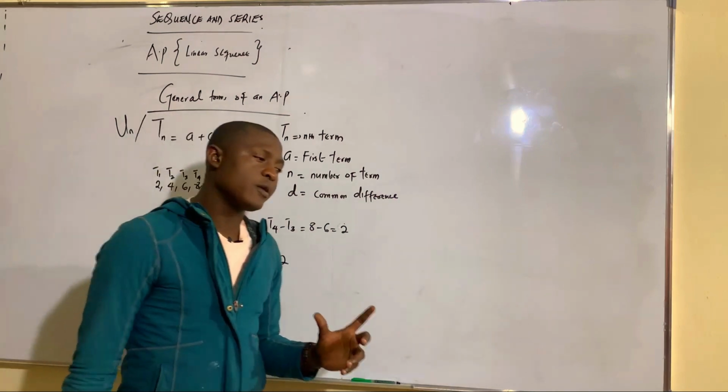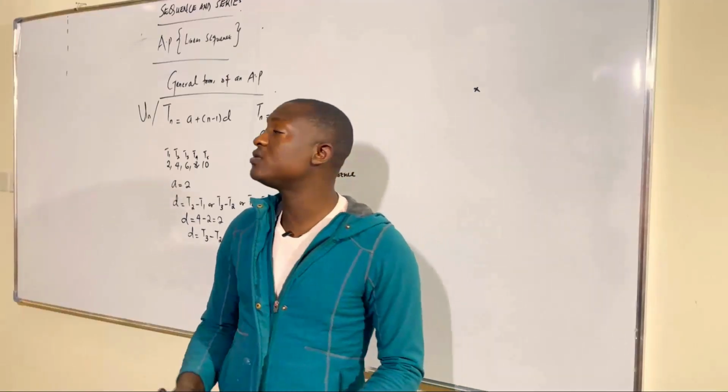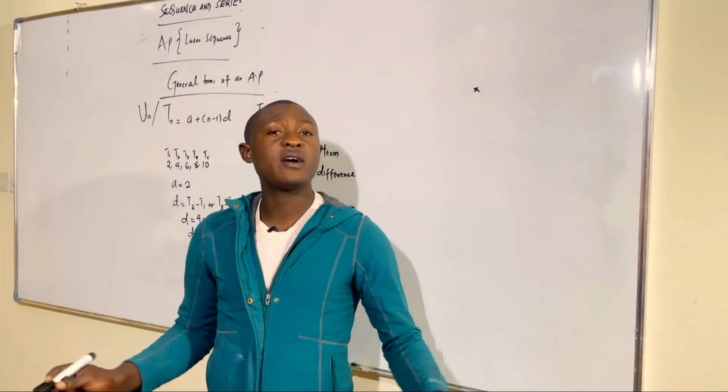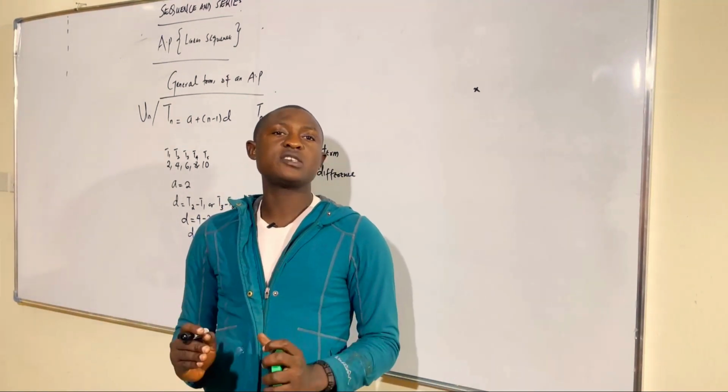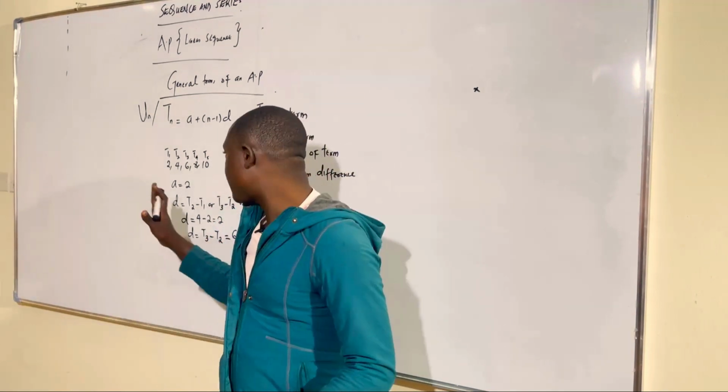Note one thing here: your common difference can be negative. It's not as if it's always positive. It depends on how you have the sequence. In some sequences, the first term will be bigger than the second term. It doesn't matter. Just follow the same process.